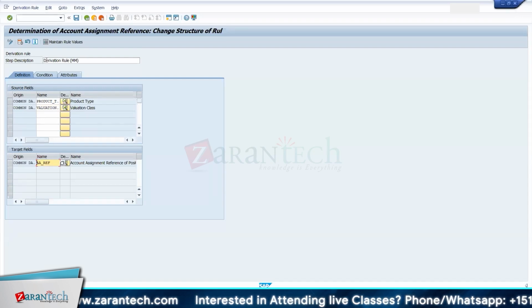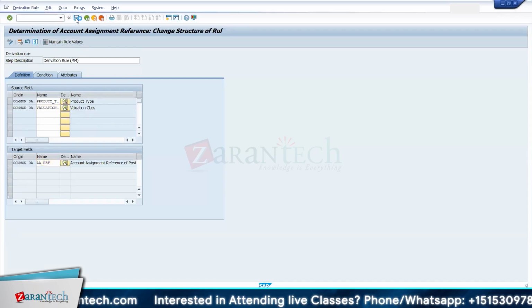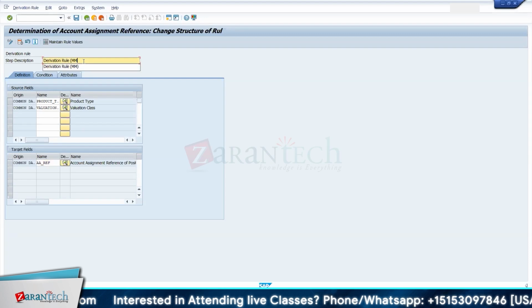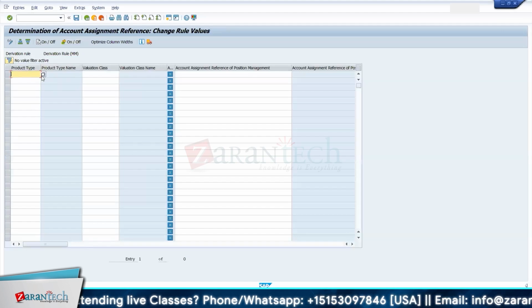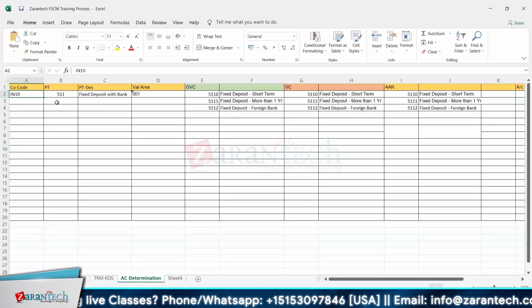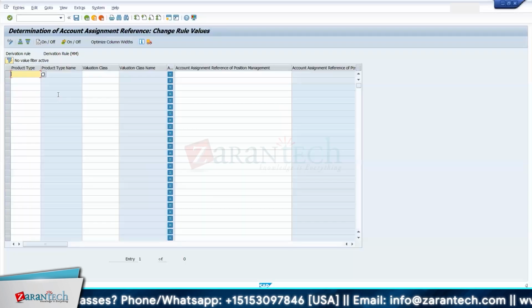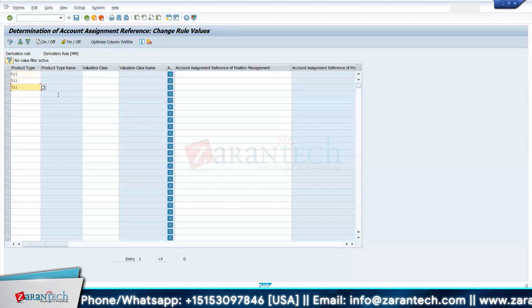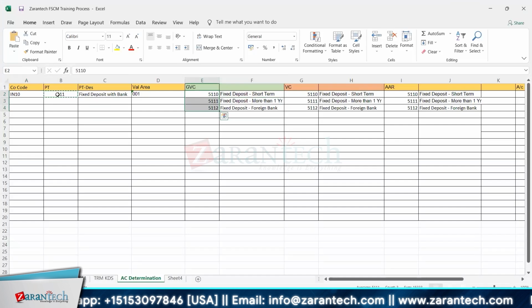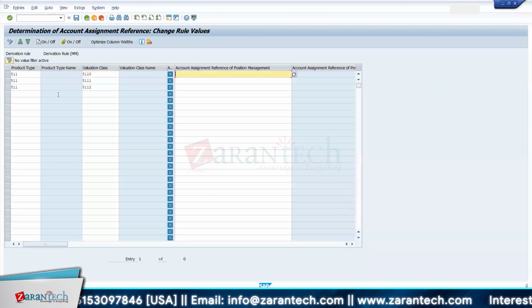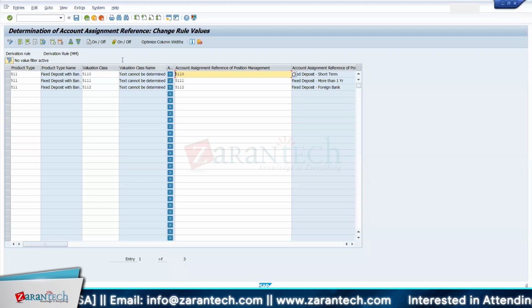So with this, save this derivation rule, money market. Yes. And now I'm going to maintain the derivation rule. So here what I will say, my product type is 511. Then what are the valuation classes I have? These are my valuation classes. These are my account assignment references. So you can see here, this is now linked.